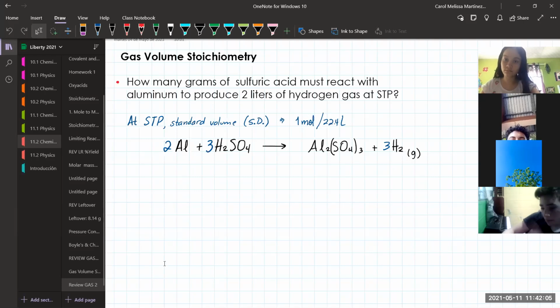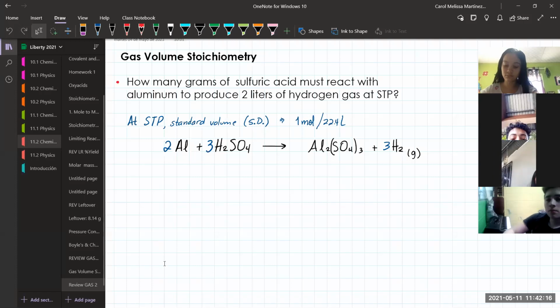Now, the next step is to put the information in the place it corresponds. For example, here they are giving me 2 liters of hydrogen gas. Okay, that is going to be my product because it says that 2 liters of hydrogen gas is going to be produced. So that is going to be my given, 2 liters.